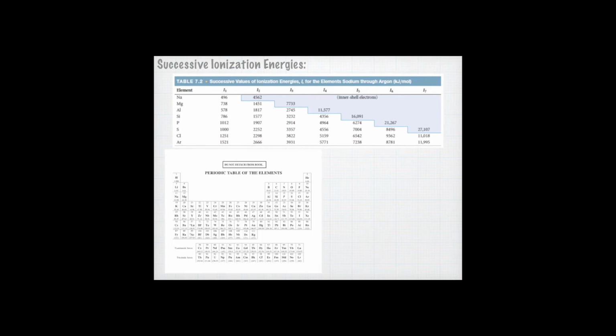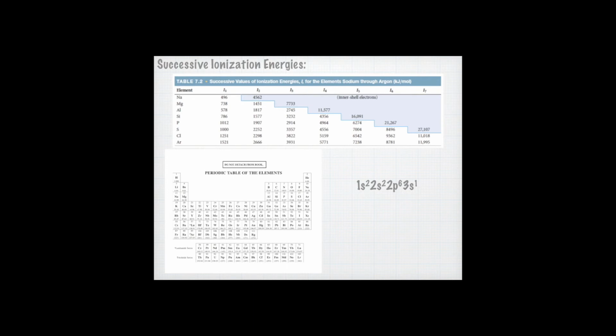And that's because if you look at the periodic table and consider the electron configuration of sodium, sodium is 1s2, 2s2, 2p6, 3s1. If you remove that first electron, that's in the outer shell of electrons, and therefore it's going to be easier to remove because it's farther away from the nucleus. It has a lower effective nuclear charge, and therefore it's very easy to remove that electron.